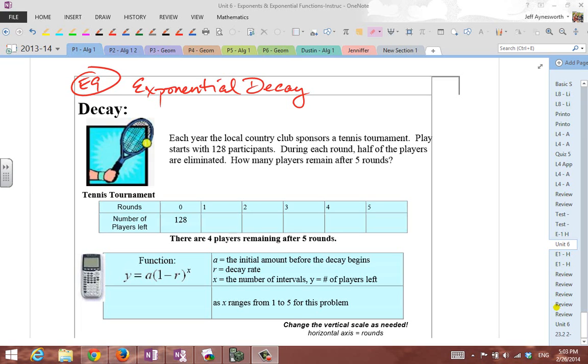Hey everybody, this is Mr. Ainsworth, and we're going to get into lesson 9 here on exponential functions, and we're going to get into a topic called exponential decay, where the base is less than 1.